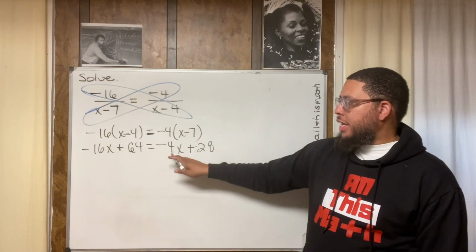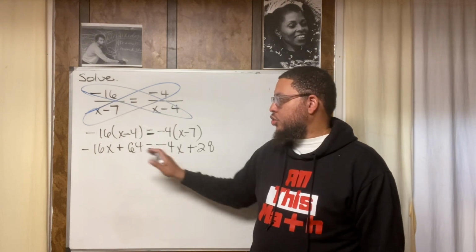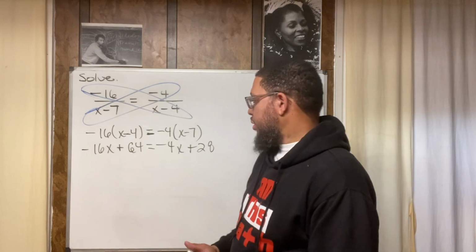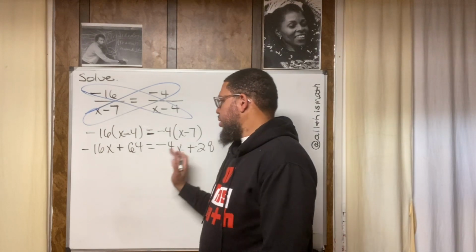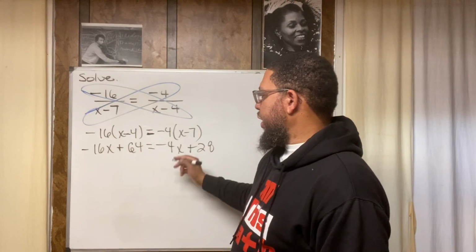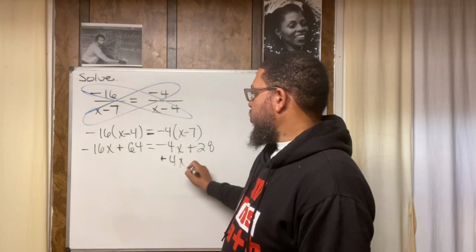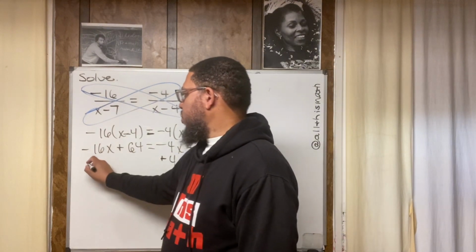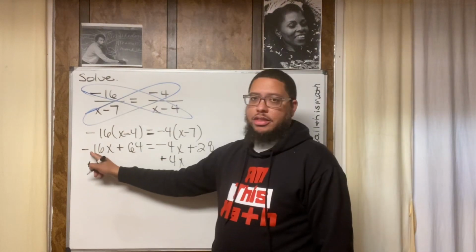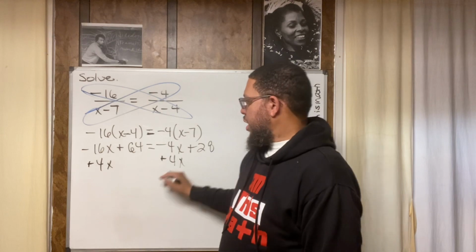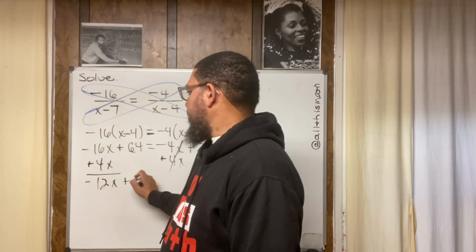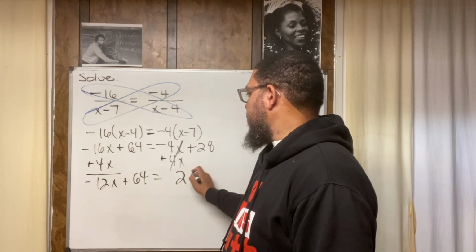So now what I have is x's in too many places. One of the ways to combine the x's, even though they're on opposite sides of the equation, is I can get rid of this negative 4x by doing the opposite operation. So plus 4x on the right side, plus 4x on the left side. Notice I can't add it to 64 because they're not like terms, but I can add it to negative 16x because they are like terms. These cancel out. This gives me negative 12x plus 64 is equal to 28.